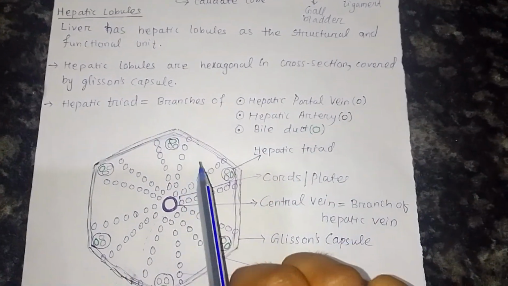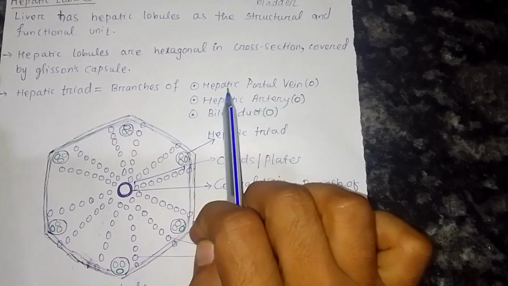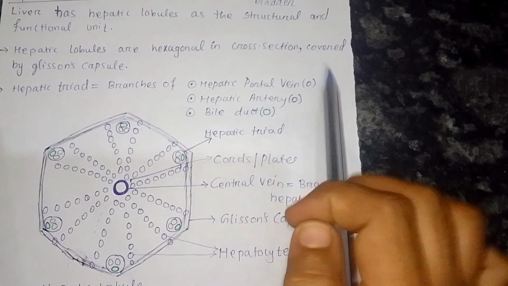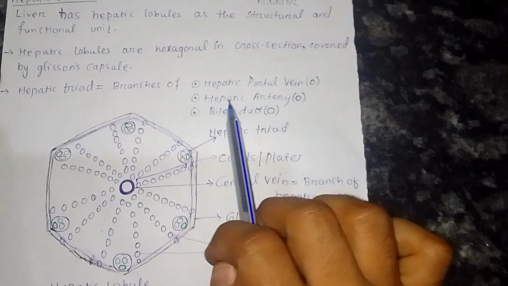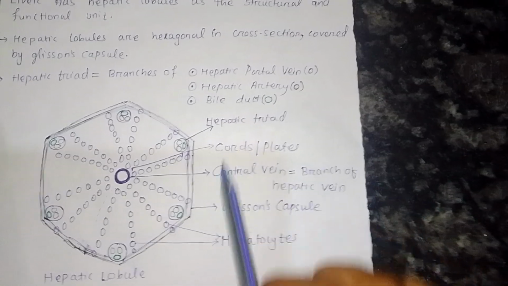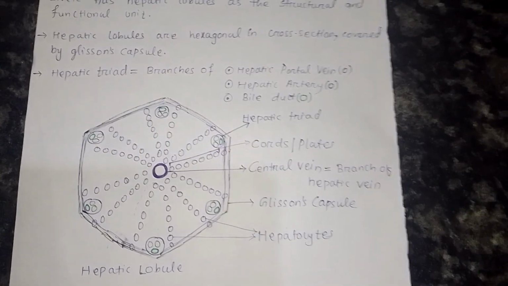We will talk about a hepatic triad here, and this hepatic triad is nothing but the branches of hepatic portal vein, which I will denote with a blue color circle, hepatic artery, a black color circle, and bile duct, a green color circle. Here is a diagram of a hepatic lobule.